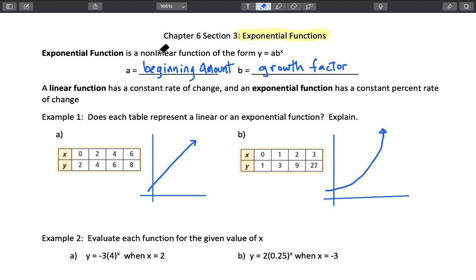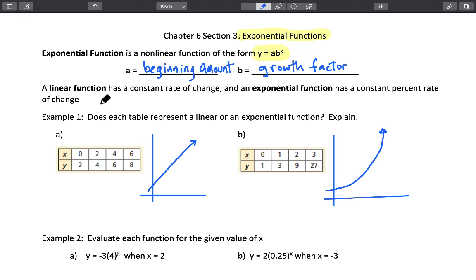An exponential function simply is a nonlinear function, and it takes on this form of y equals a times b to the x power. So you can see right there in our exponent is our variable x, where a represents the beginning amount when x is 0, and b represents the growth factor. Something can either be growing exponentially or shrinking exponentially.